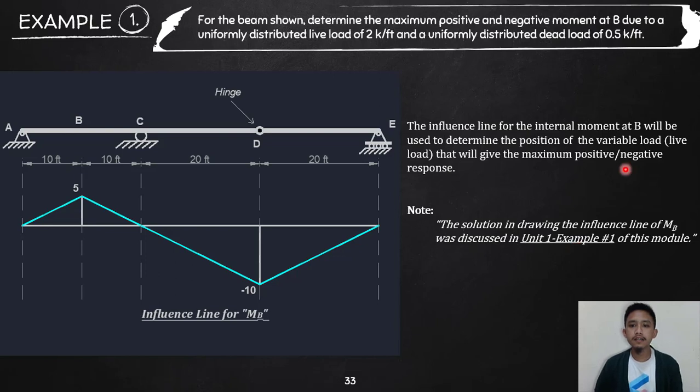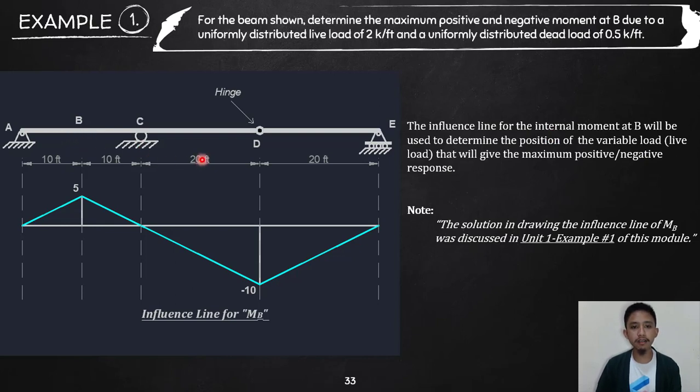The influence line for the internal moment at B will be used to determine the position of the variable load. If we say variable load, we are referring here to the live load, that will give the maximum positive or negative response. Since the live load is changing with respect to time.